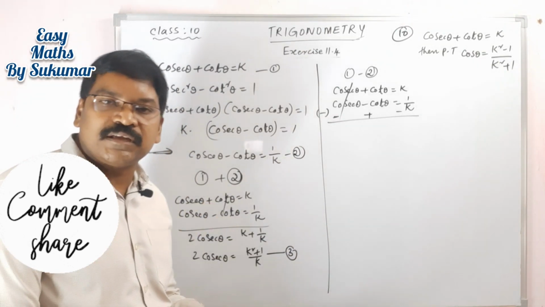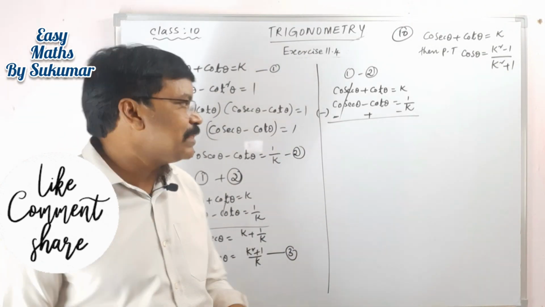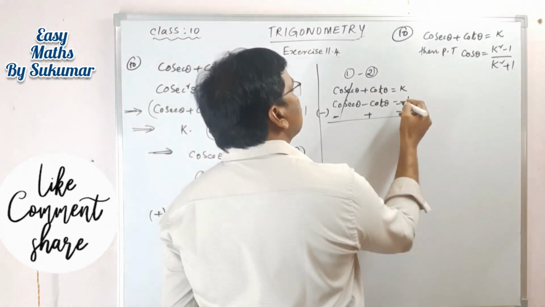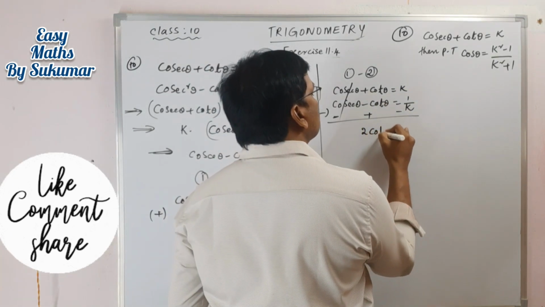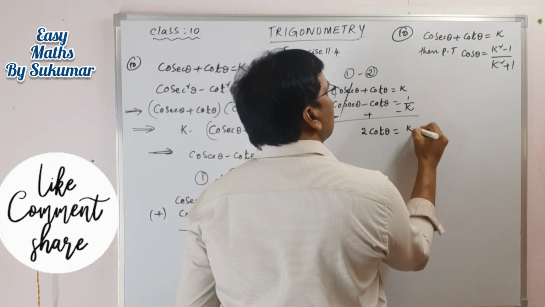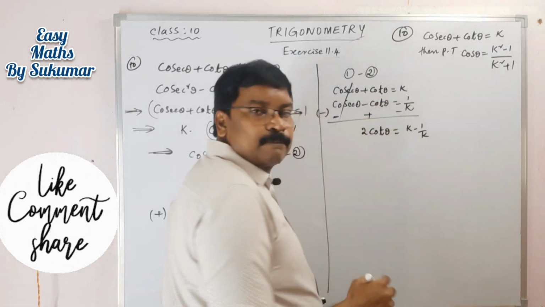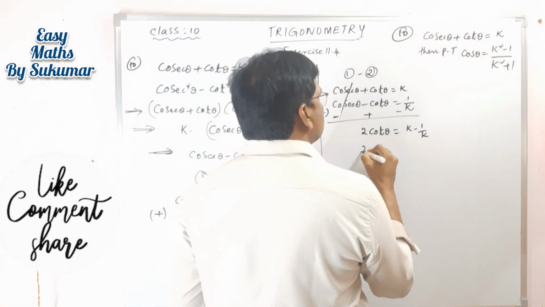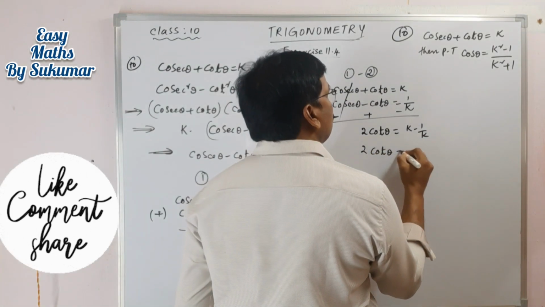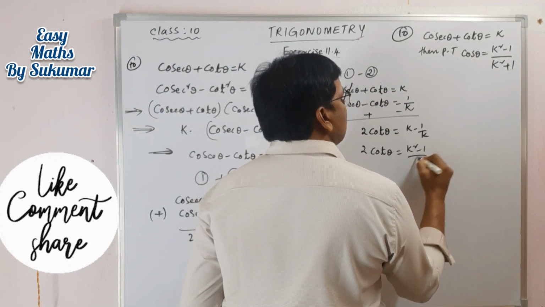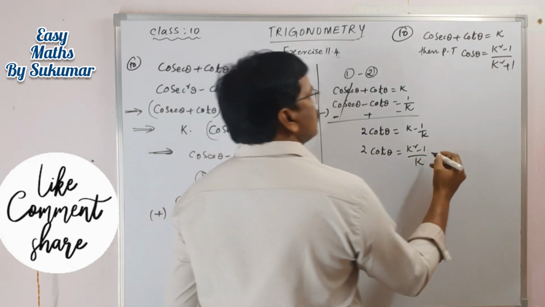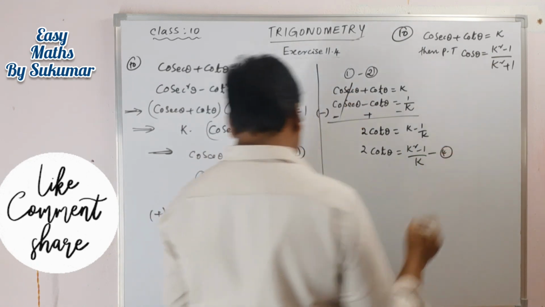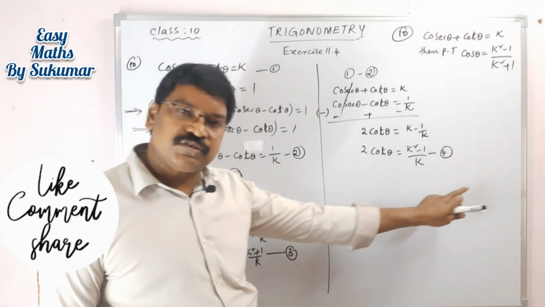Plus cosecant theta minus cosecant theta both get cancelled. Now what is plus cot theta plus cot theta? That is 2 cot theta is equal to (k minus 1/k). Are you here, my dear students? Please listen. This is 2 cot theta, it is equal to (k square minus 1)/k. So this is equation number 4. This is equation 3 and this is equation 4.